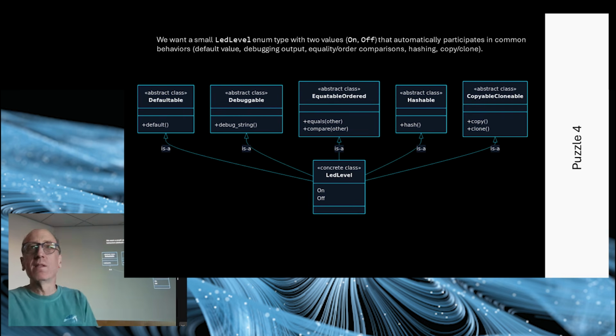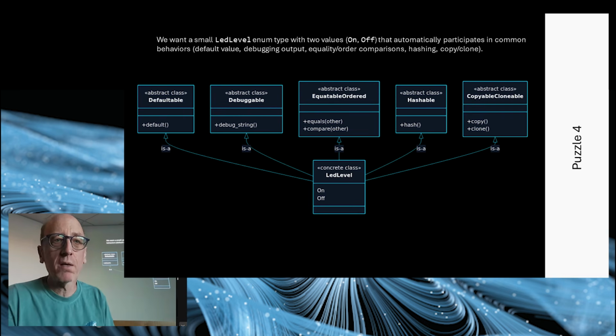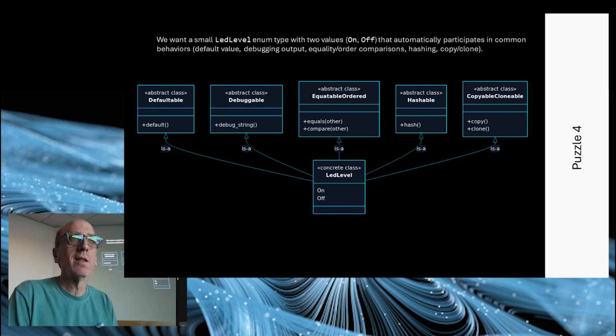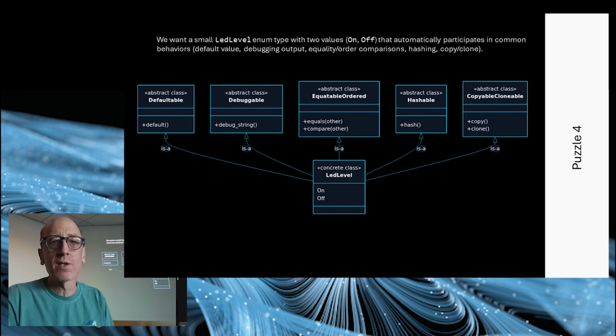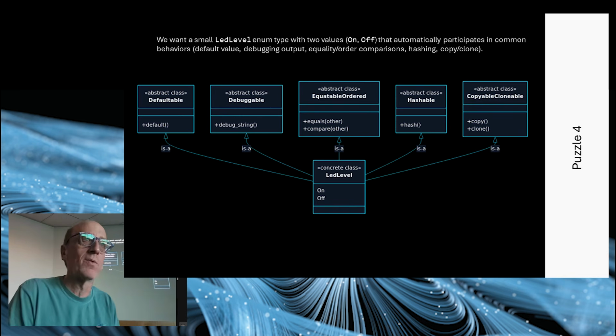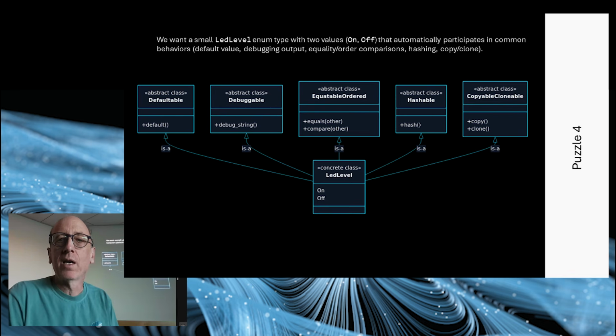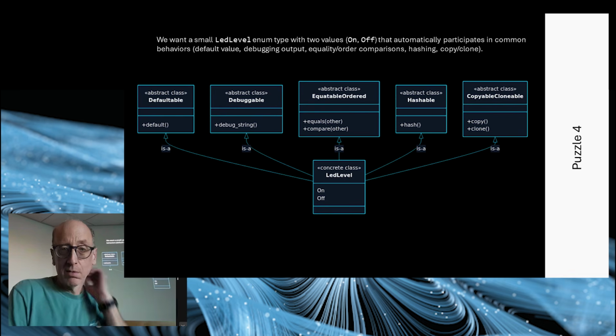One that's hopefully not too hard, I wouldn't think. We have an enum called LED level that has 2 values, on and off. We would like it to have a default value. We'd like it to be able to print debug strings. We'd like to be able to check the equality between 2 of them. We'd like to be able to put it into one of the standard hash tables. We'd like it to be clonable and copyable. How can we do that?